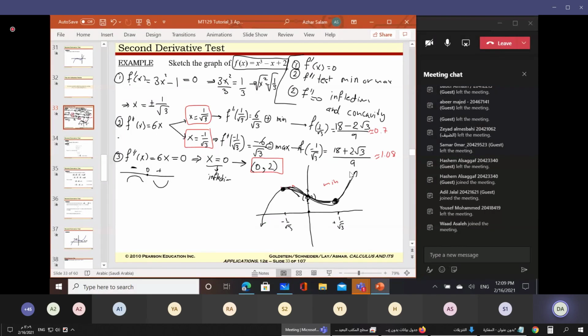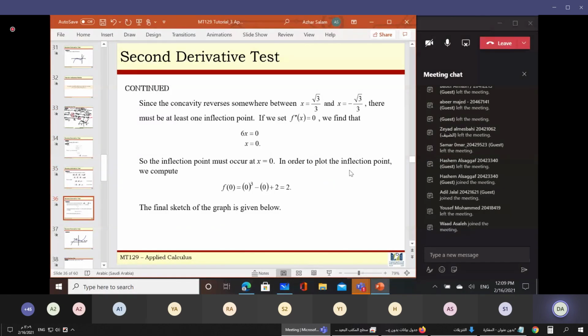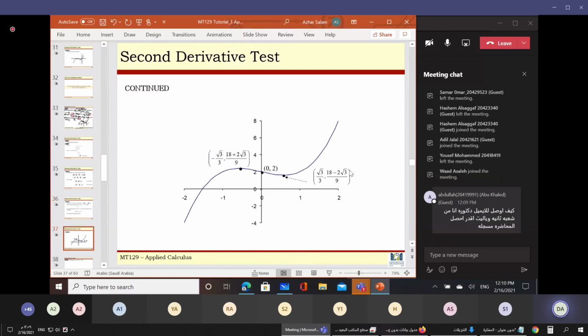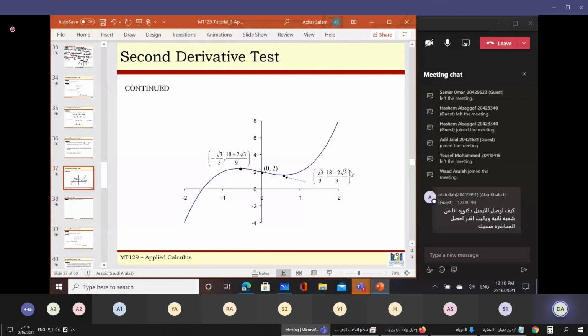So we have finished the graph of the function, or we sketch the main properties of the graph. Okay, we use the same information here. Okay, and we finished. Okay, we'll complete in the next lecture.